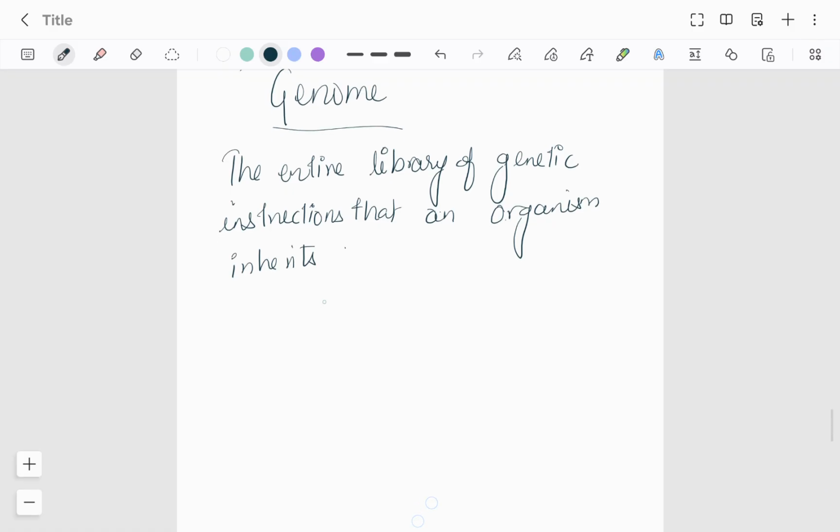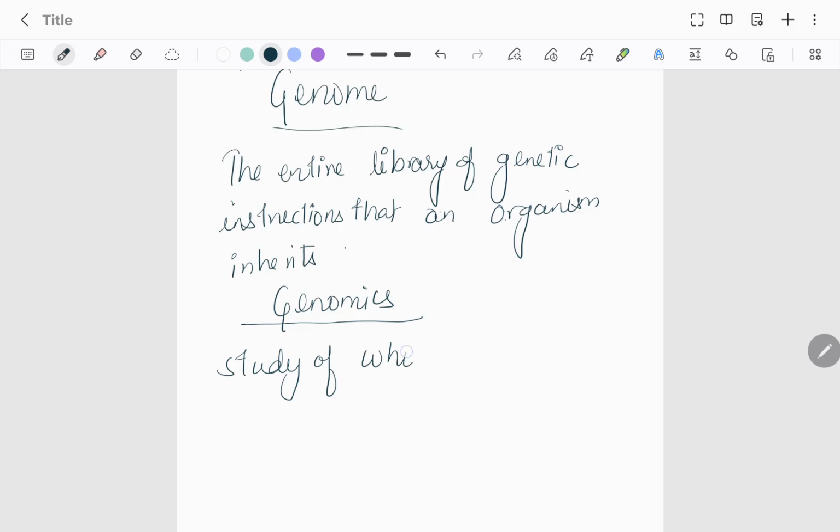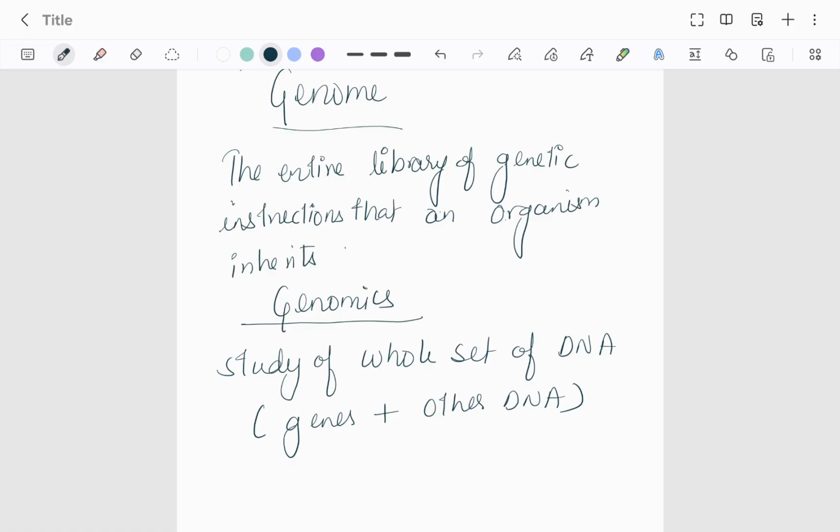Now, what is genomics? Simply, study of genome is genomics. So, study of the whole set of DNA. This will have both coding and non-coding regions. So, it will have genes plus other DNA, that is non-coding DNA. Coding DNA, that is genes, is only 1 to 2% of your genome. The rest is non-coding DNA, and the study of all this is genomics.